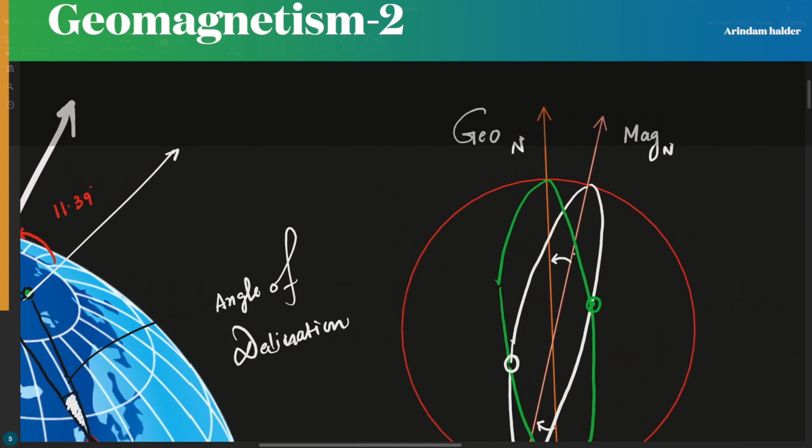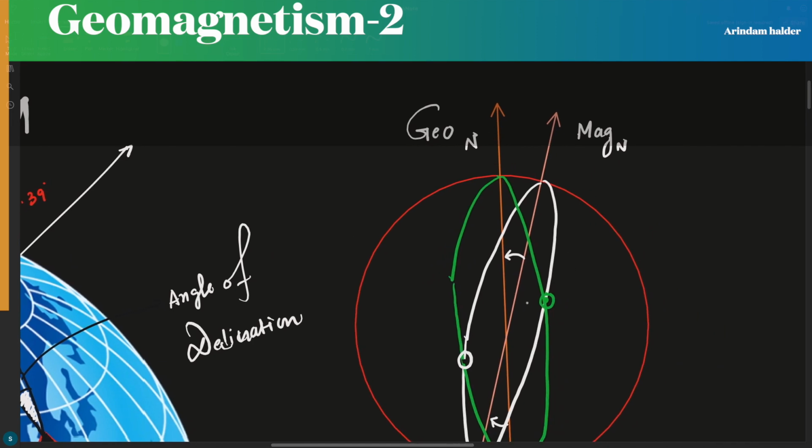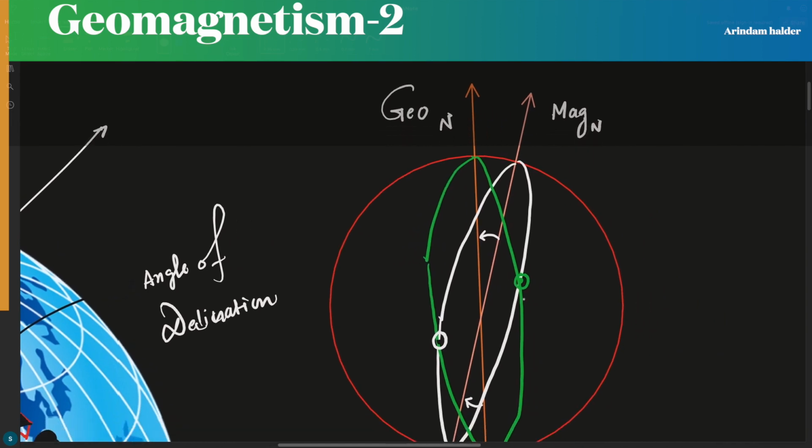you will be able to see that there is an angle lying between the geographic plane and the magnetic plane. This is the angle. You can see that this is the angle, and also this is the angle. So this angle for this particular place over the earth is called the angle of declination for point A, and this angle is also the angle of declination for point B.